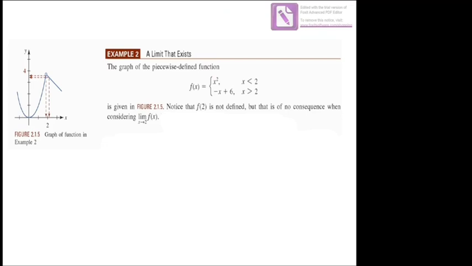So here we have an example where the limit exists. The graph of the piecewise defined function where f(x) is equal to x squared when x is less than 2 and minus x plus 6 when x is greater than 2. The graph is given here. We see that f(2) is not defined since there is no equality here, but that is of no consequence when considering the limit of f(x) when x approaches 2.